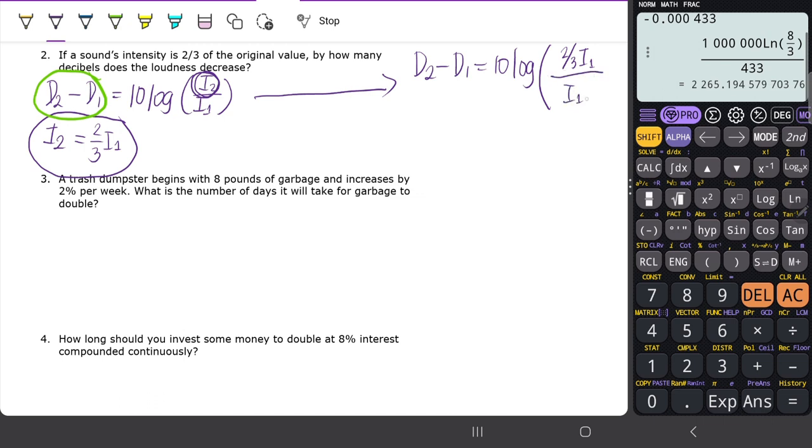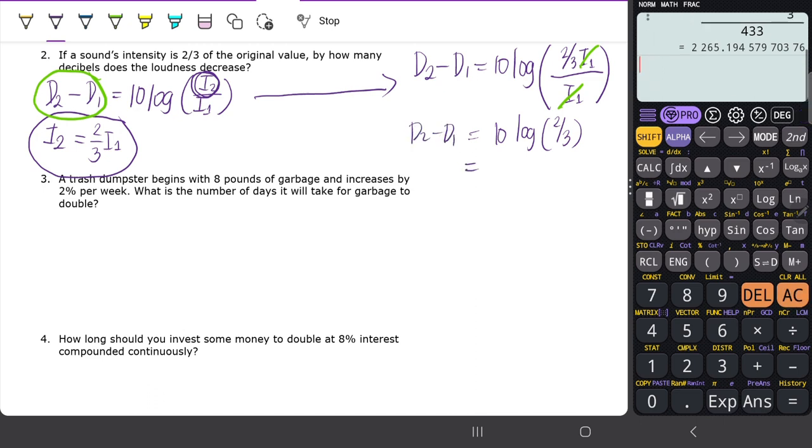Divided by I1, so this cancels out. So ang hinahanap lang pala natin is 10 times log of 2/3. Okay? So that is D2 minus D1. And this value, if we compute using calculator, 10 times log of 2/3, is equal to negative 1.76.